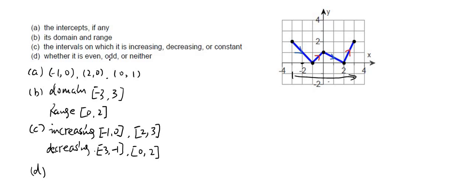Now we want to check whether this function is odd. Of course it's not. When we pick a point here, we draw a straight line through the origin and extend it. We couldn't find any point in the third quadrant, and that means it is not odd. So neither.